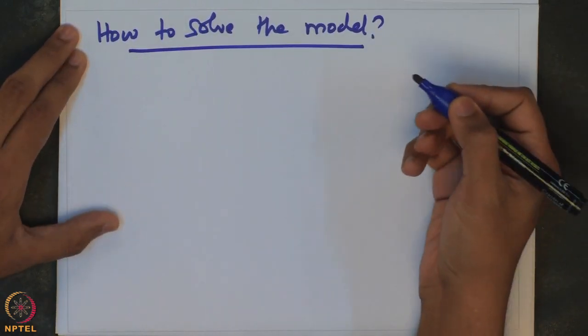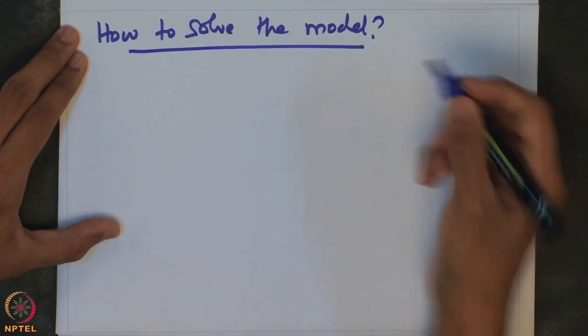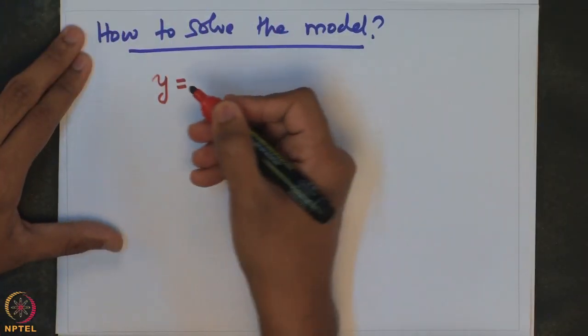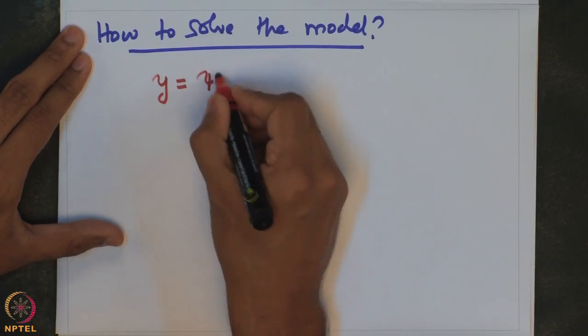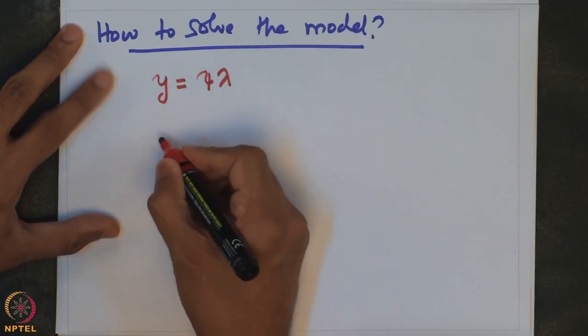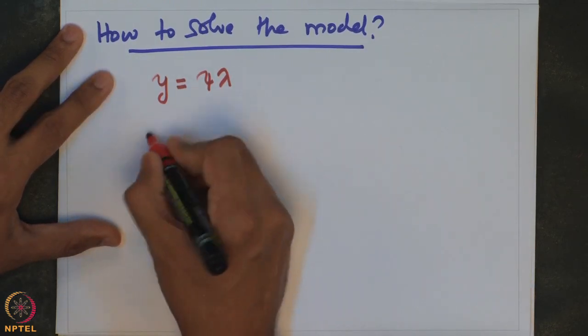So, how do we solve this model? In order to solve the model, we need to make a simple substitution. Let us introduce a substitution where we define a quantity called y, which is essentially equal to psi times lambda.